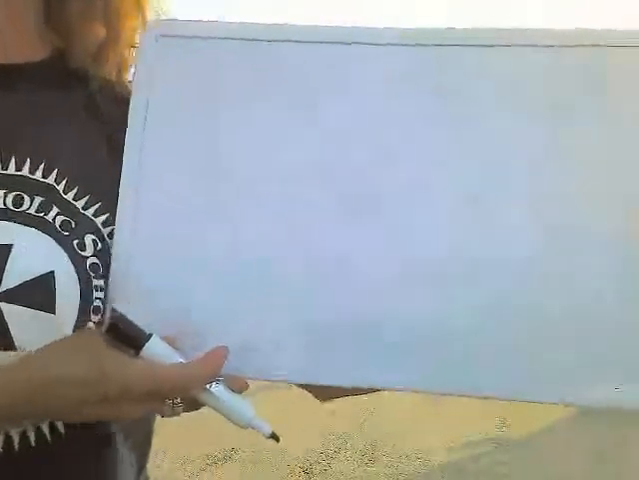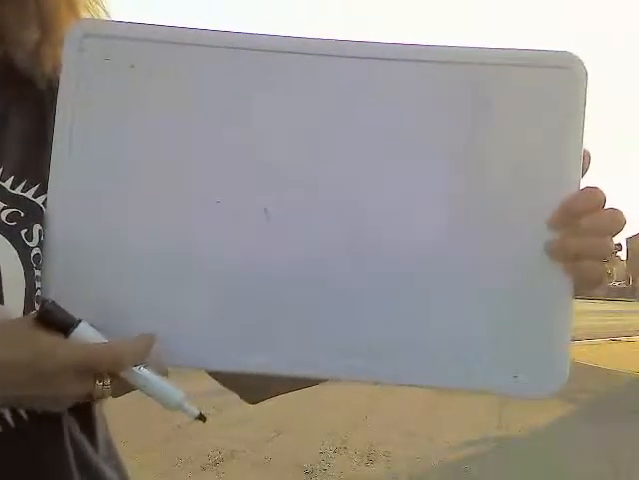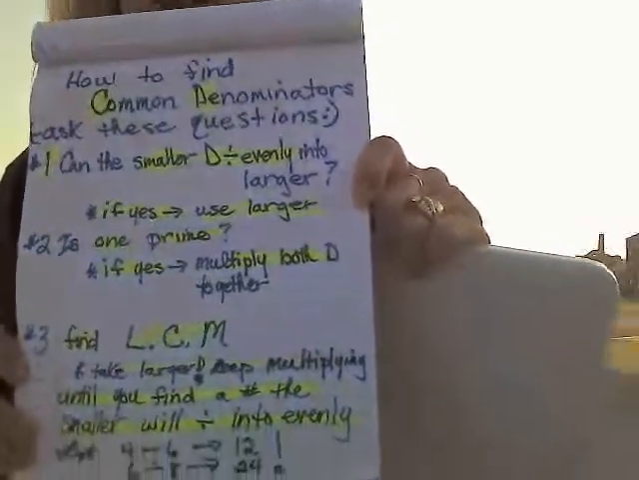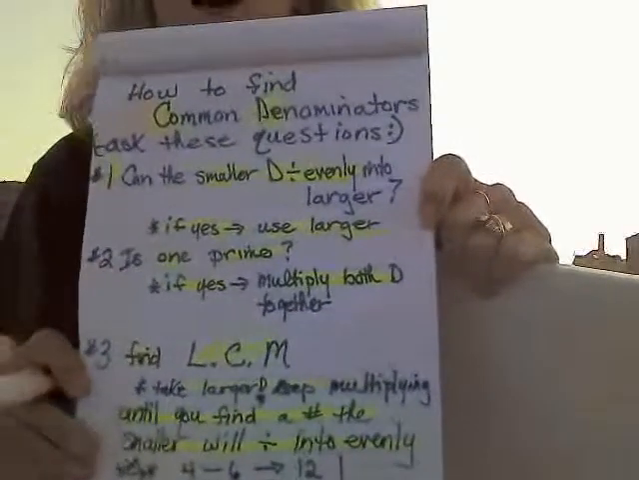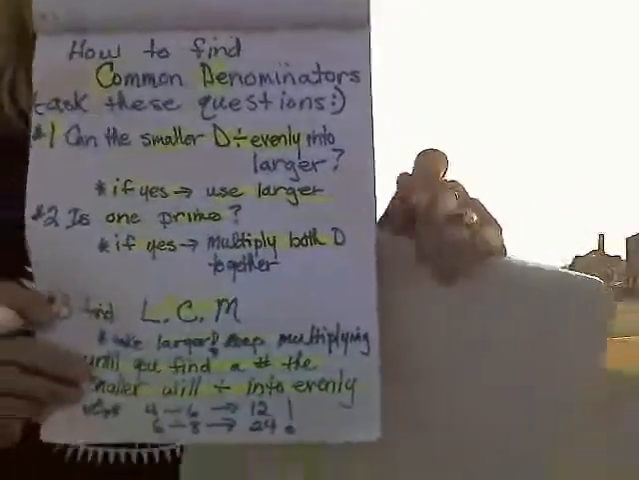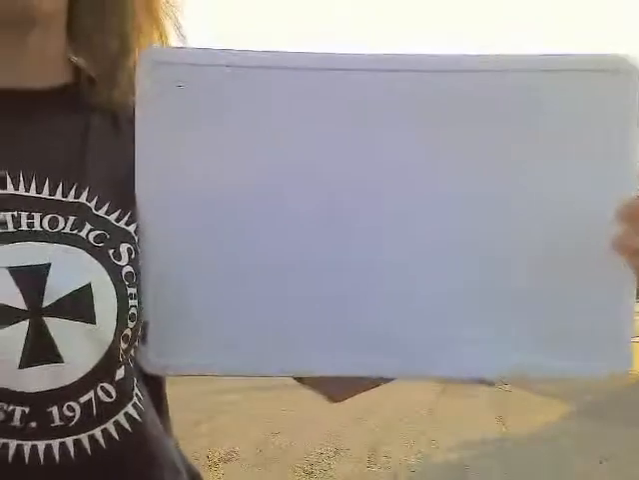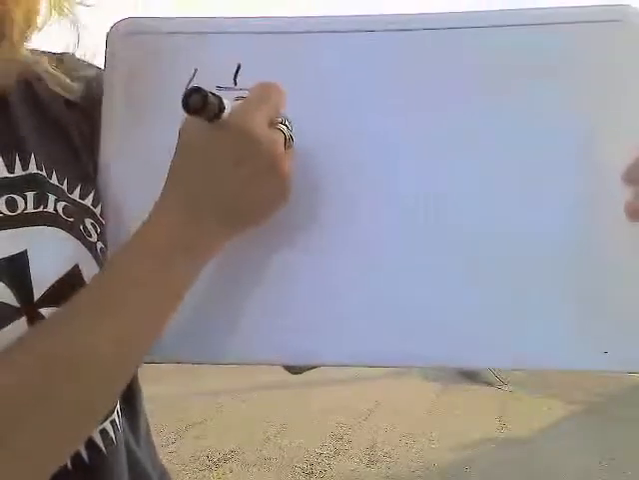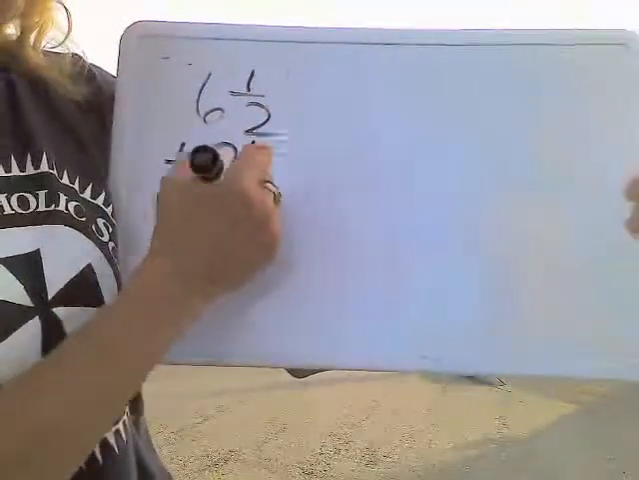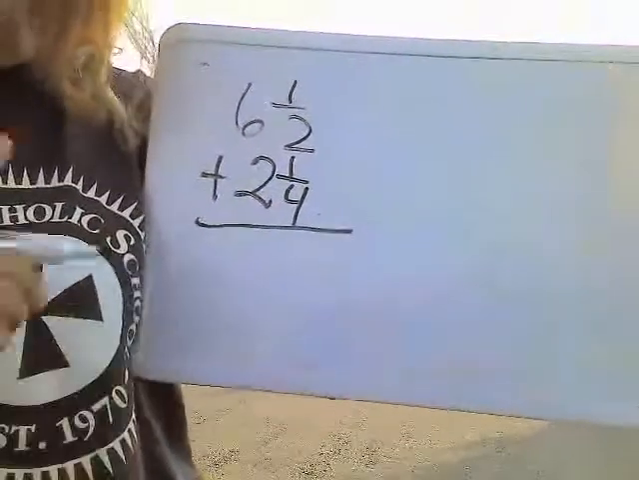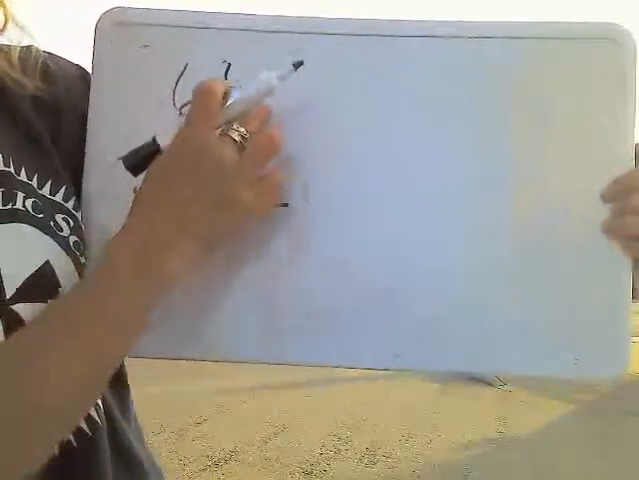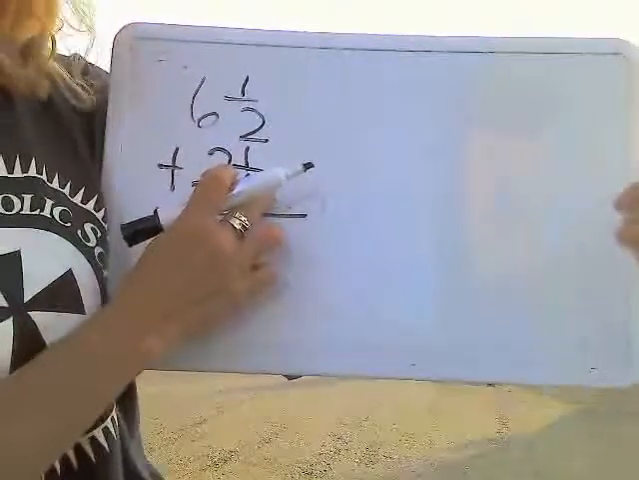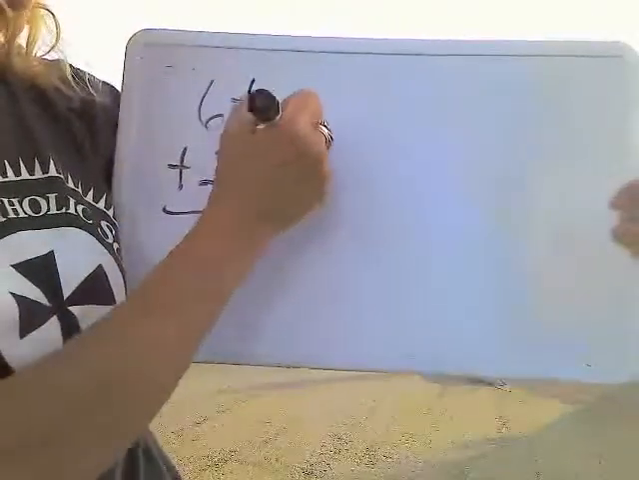There are really three questions you ask yourself in order to find common denominators. This is the ditty at the end. You can copy it first or later, but these three questions are extremely important, and I'm going to go over them right now. The first one: can the smaller denominator divide evenly into the larger one? For example, if I have 6 1/2 plus 2 1/4, I have uncommon denominators, so I have to make them the same. Can the smaller one divide evenly into the large one? Yes. When your answer is yes, you use the larger one.